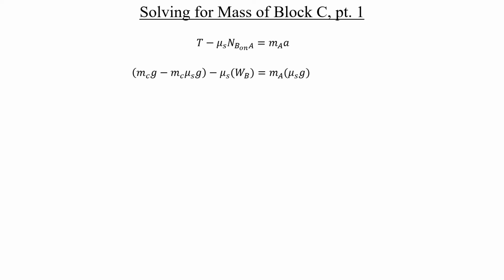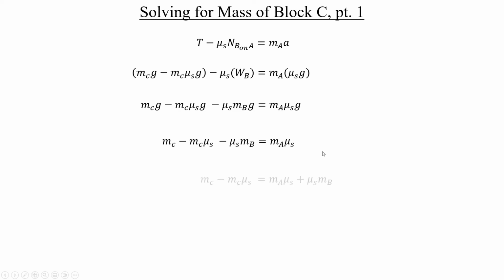And remember, the whole goal is to solve for the mass of block C. So we can get rid of all the parentheses. We don't need them anymore. And furthermore, if you look at every term here, there's a g, a g, a g, and a g. Let's just divide them all out. So here's what we have left. And I want to get the mass of block C. So what I would recommend is taking this term here and moving it over to the other side.